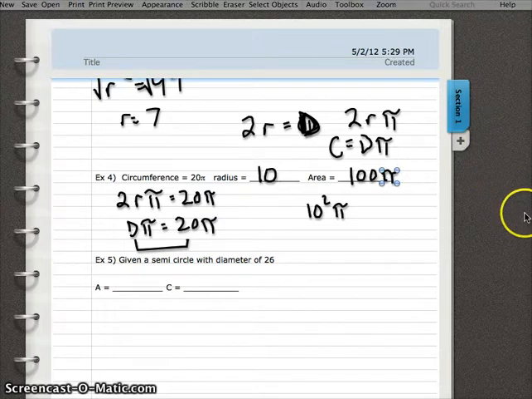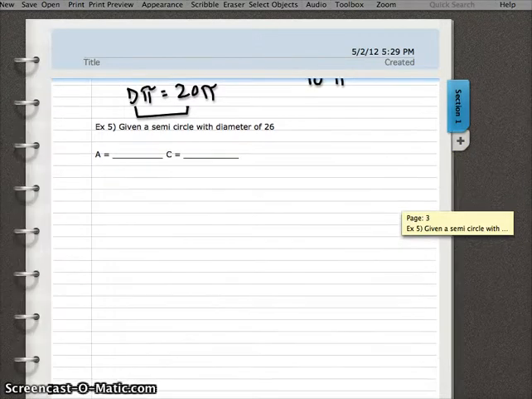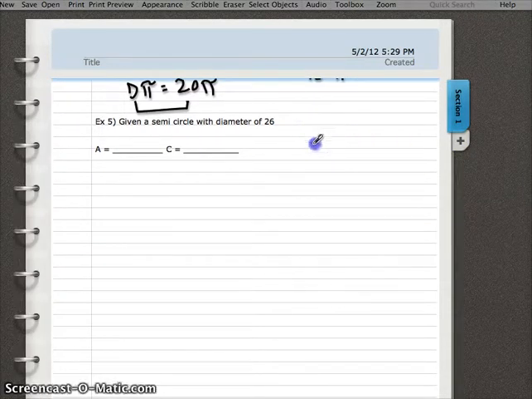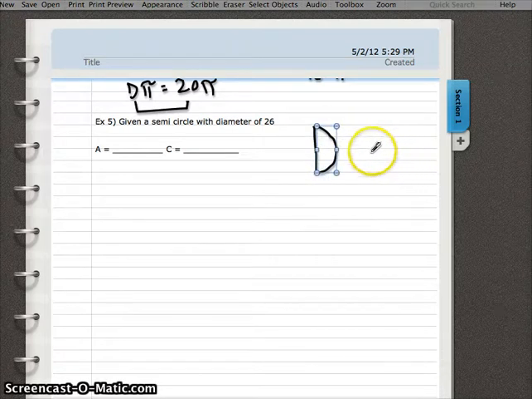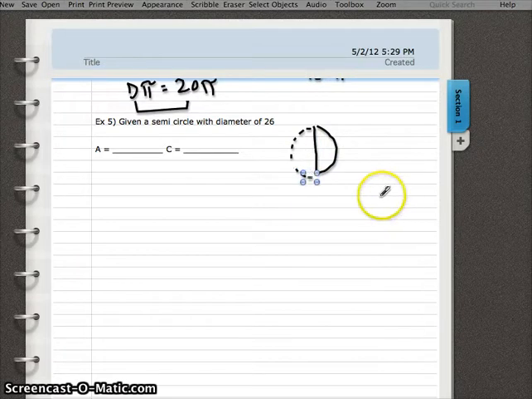Alright, last thing to talk about circles is what is a semicircle? A semicircle is a half circle. So if we find the area of a full circle, then we can just cut that in half to find the area of the half circle. Or if we find the circumference of the full circle, we can just cut that in half to find the circumference of the half circle.